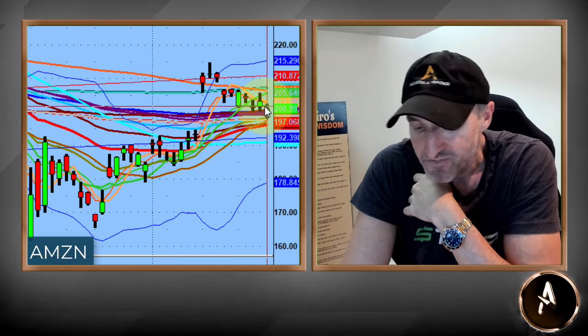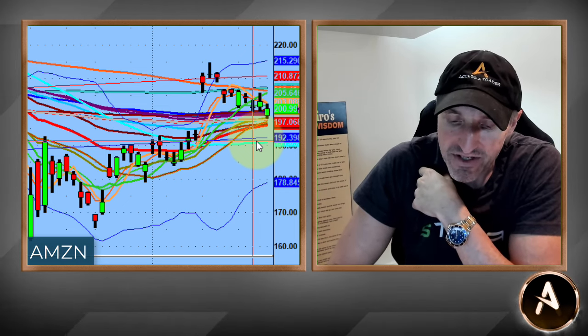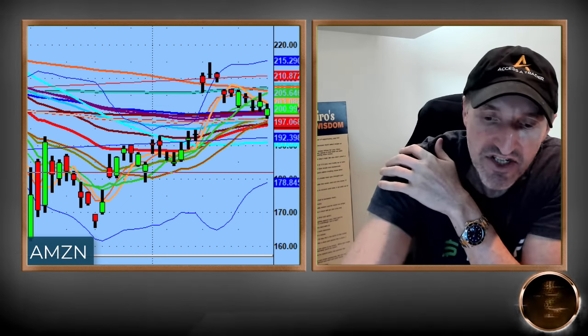You look, for example, at a name like Amazon, right? Amazon has completely backtested, right? Completely backtested, filled in this whole gap. So it's very, very curious to see what happens next. First close below the 5-day moving average as well. So it's very, very important to see exactly what happens next with that.